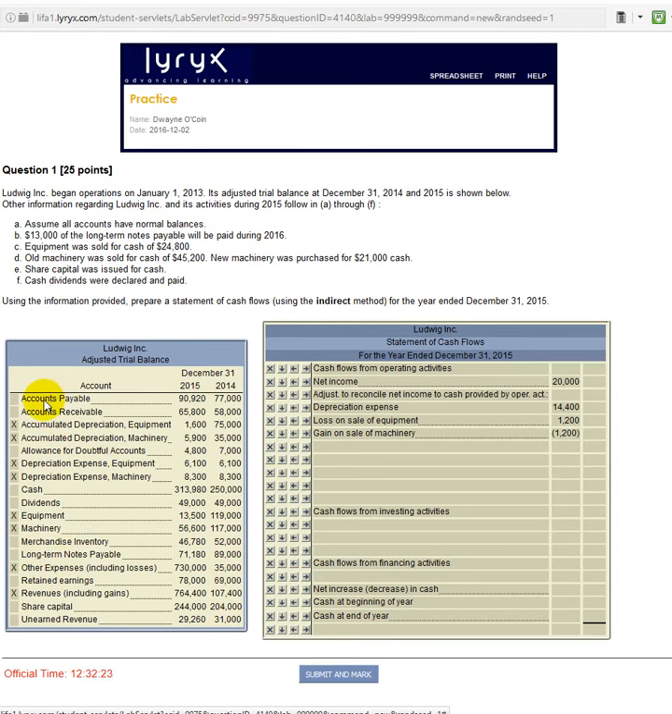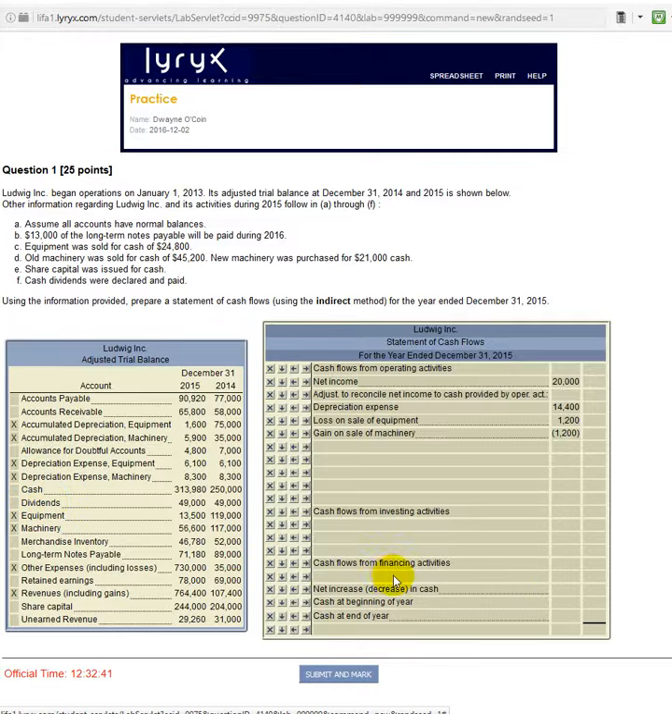So let's see what else is left over. We've got accounts payable, that's current liabilities, accounts receivable, current assets. Allowance for doubtful accounts is a contra account for the current assets, accounts receivable. So we're going to have to consider those when we do the change in accounts receivable. Cash is the reconciliation at the bottom.